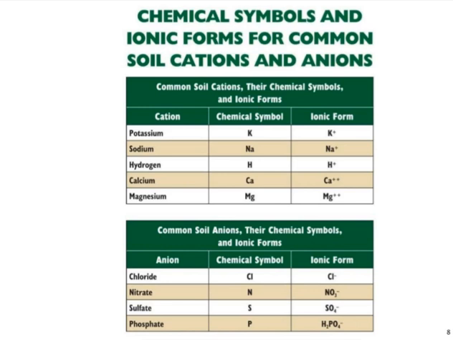Then there are some anions with chemical symbols and their ionic forms. Chloride or chlorine, chemical symbol Cl and ionic form Cl-. Nitrate, chemical symbol N and ionic form NO3-. Sulfate, chemical symbol S and ionic form SO4 2-. Phosphate, chemical symbol P and ionic form H2PO4- or PO4 3-.